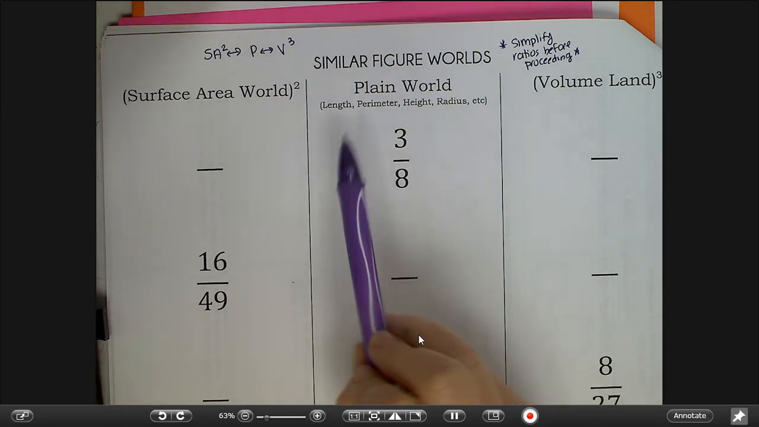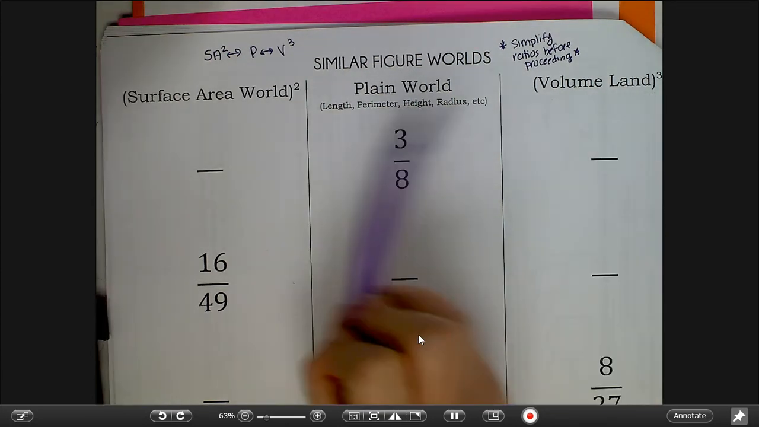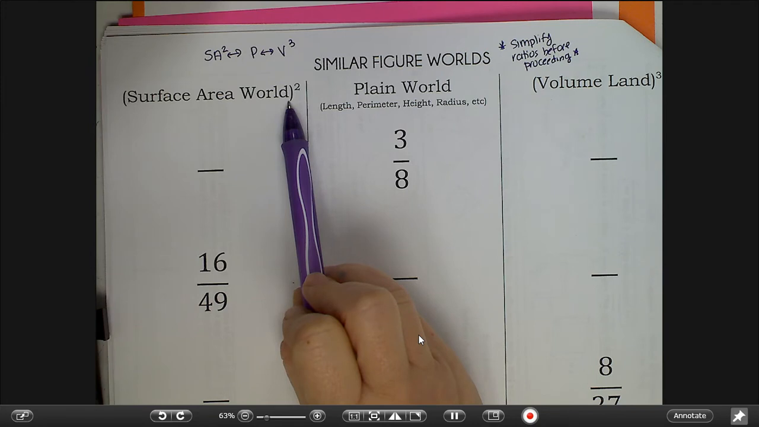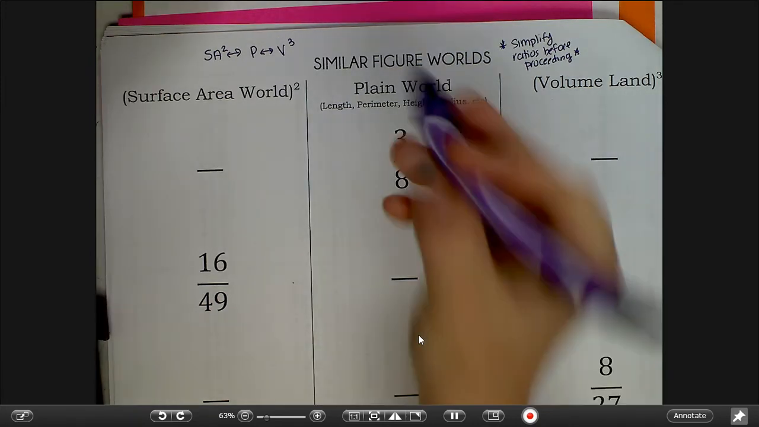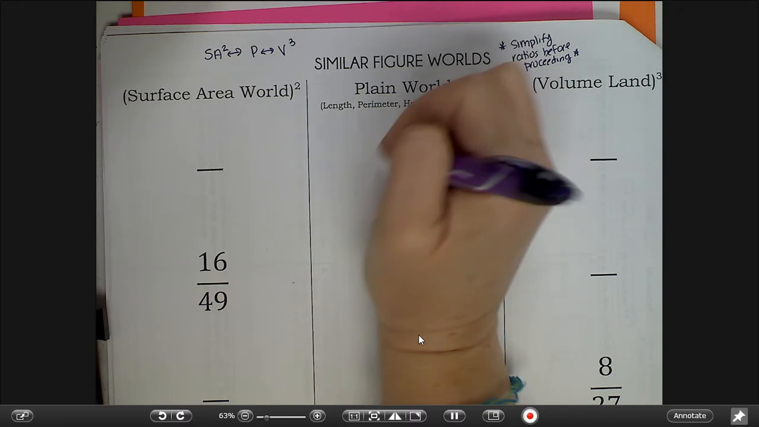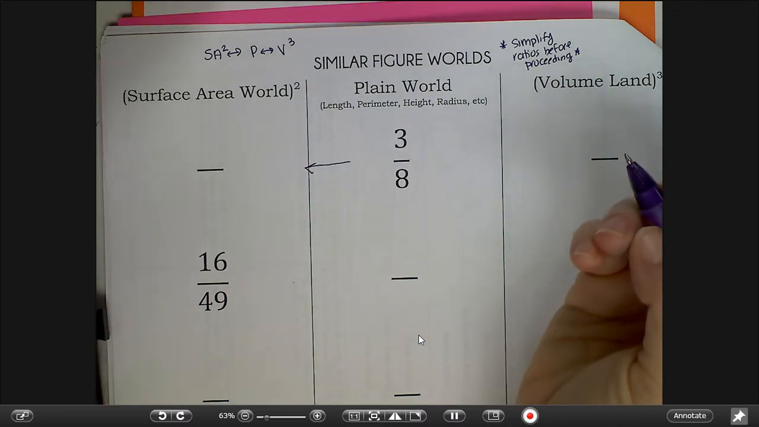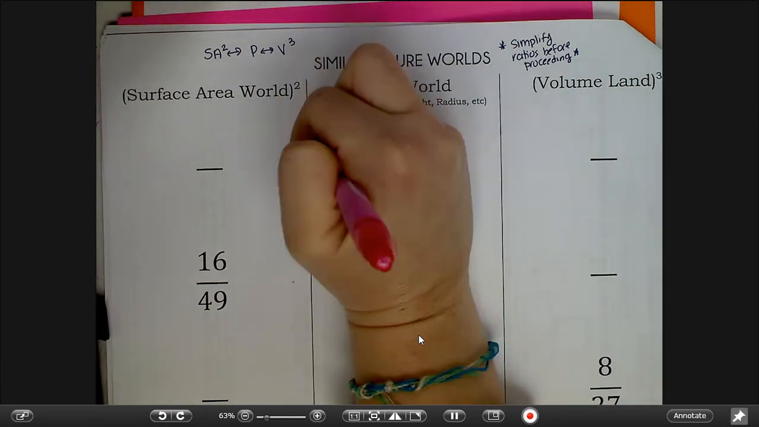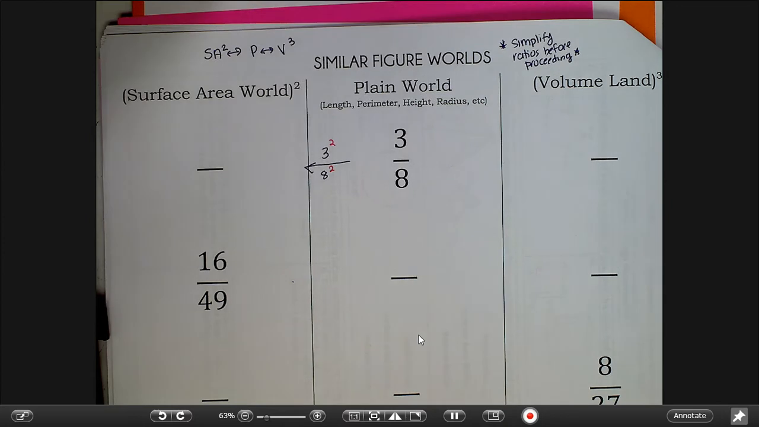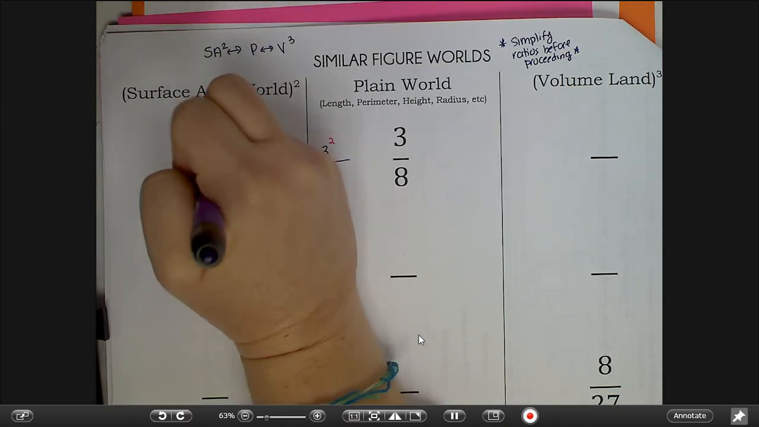All right, it's one dimension, two dimensions, three dimensions. That squared, well, it stands for two dimensions, also stands for squared and cubed. So if we wanted to move from plane world over to surface area world, all we need to do is square the numbers that we were given. So the scale factor in surface area world would be 9/64.